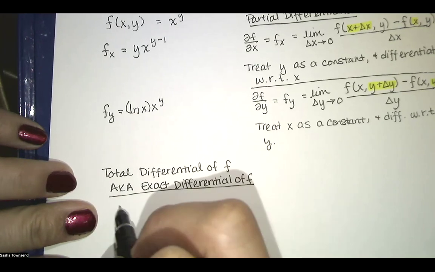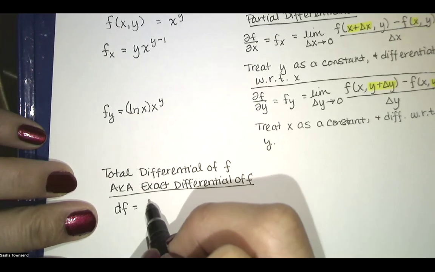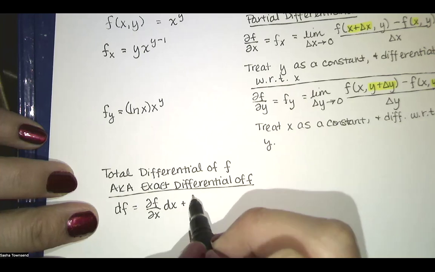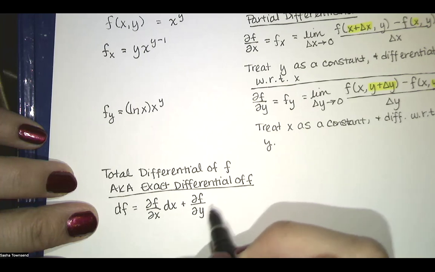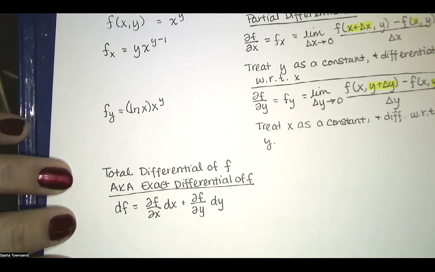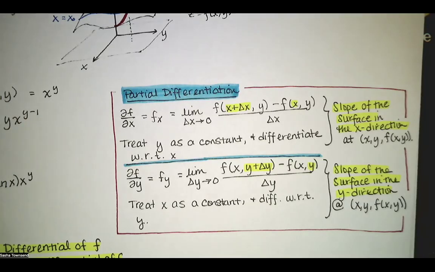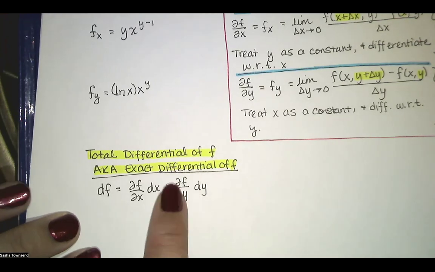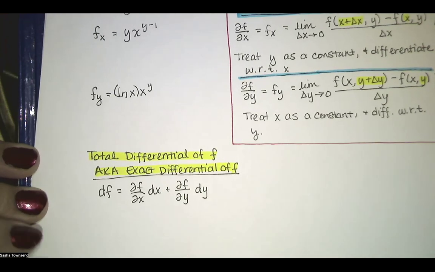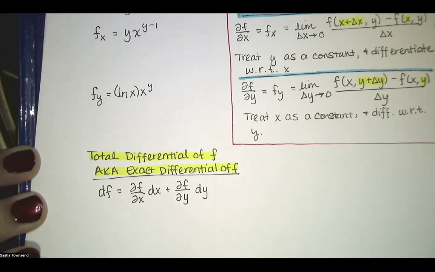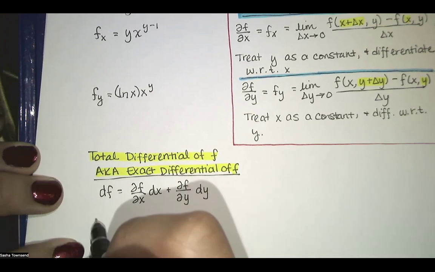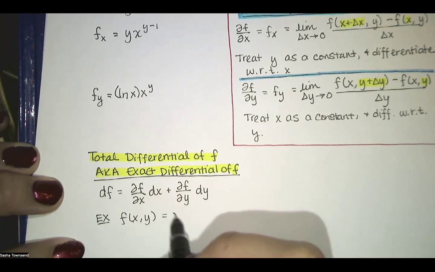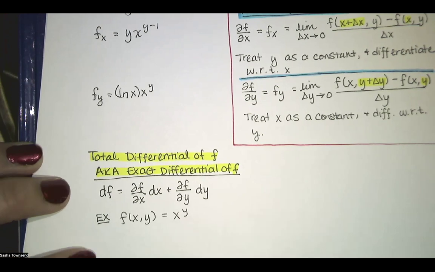The total differential of f is denoted by df, and it's just the partial derivative of f with respect to x times dx plus the partial derivative of f with respect to y times dy. So this is our total differential of f, or the exact differential of f. And again, you'll learn more about this in Calculus 3. But in our particular example, we've got f of x and y equals x raised to the y power.